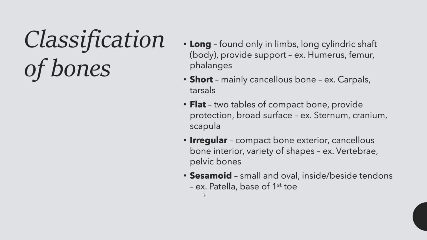So they're pretty seed-like in shape, they're small, oval-shaped, and generally these will be inside or beside tendons. Your patella is actually an example of a sesamoid bone. It hangs out in front of your knee, actually within your quadriceps tendon. We'll also see a lot of normal sesamoid bones around the thumb and around the big toe. They'll be found in places where we have a lot of motion, generally in the extremities and the small bones, to help kind of guide those tendons.